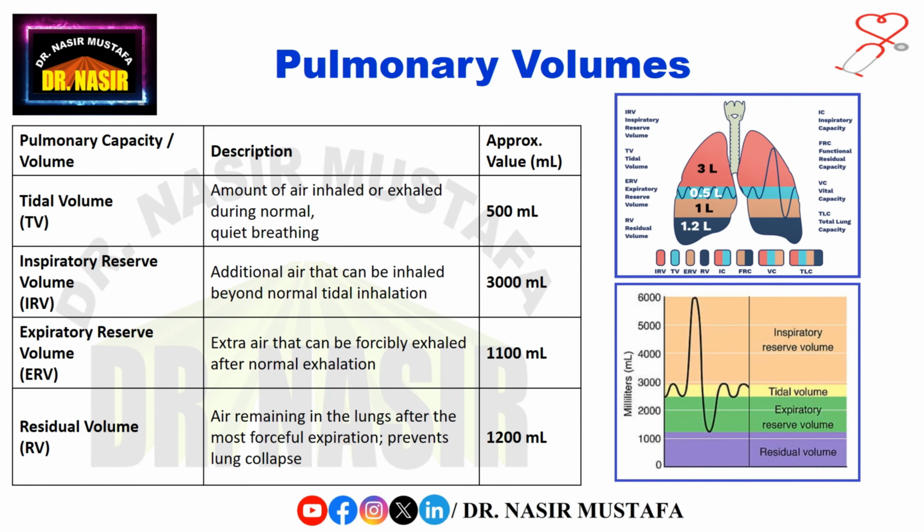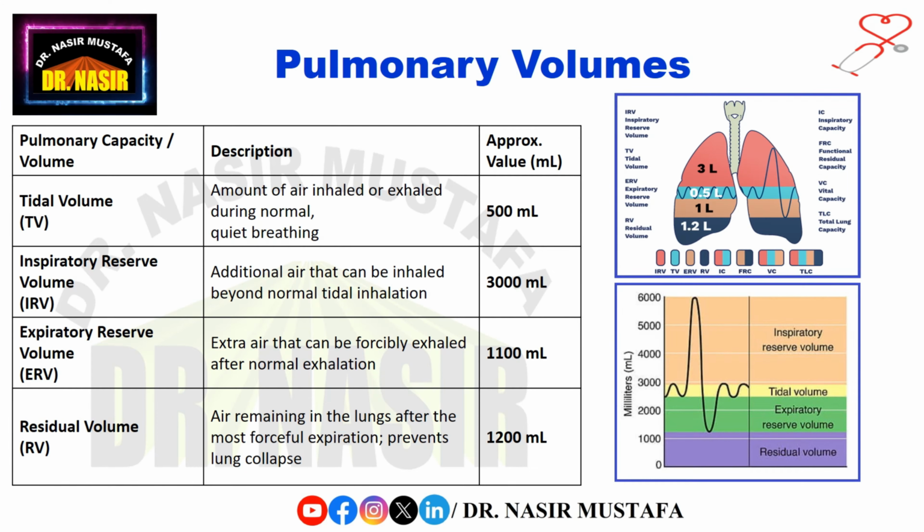Tidal volume is the amount of air inhaled or exhaled during normal, quiet breathing. In a healthy adult, this is approximately 500 milliliters of air per breath. Inspiratory reserve volume is the additional amount of air that can be inhaled beyond normal tidal breathing. This volume is typically about 3,000 milliliters.